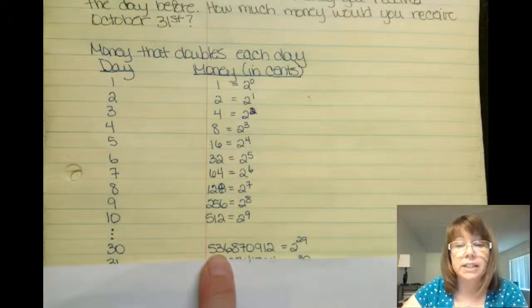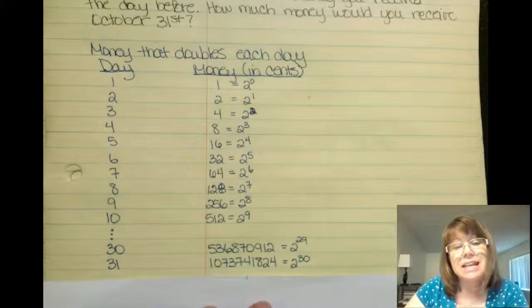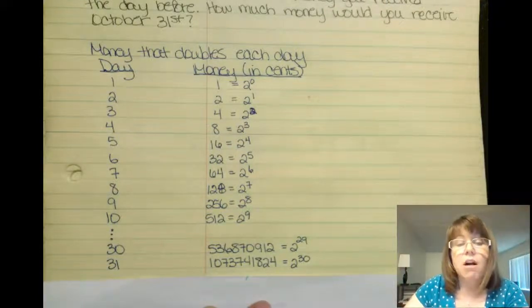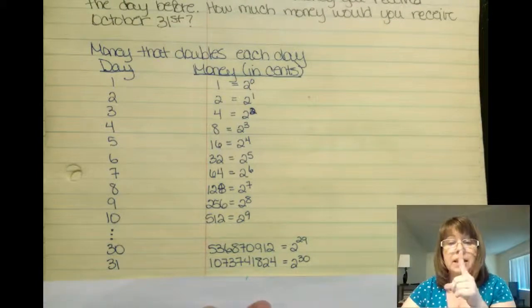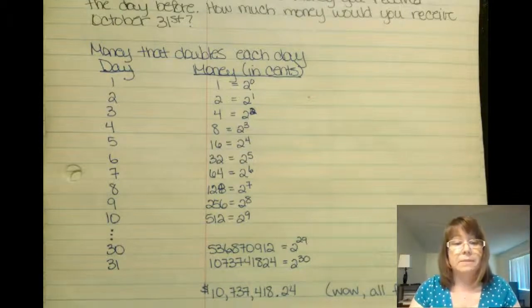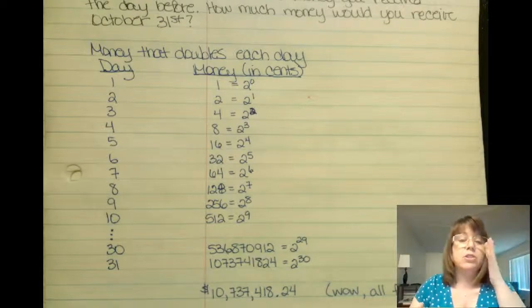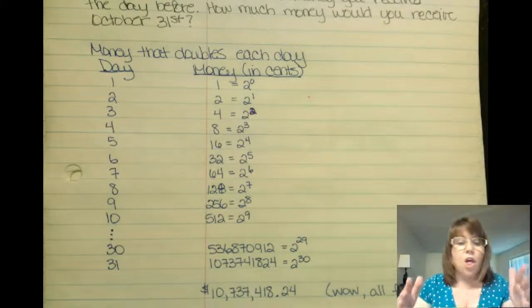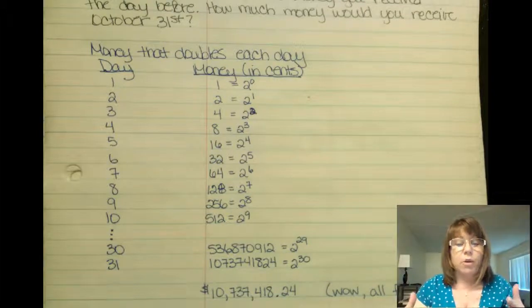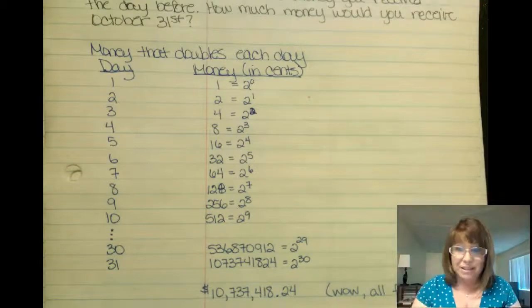5.3 million. And on the 31st day, $10,737,418.24. All from starting with 1 penny. That's pretty amazing. Wow. 1 penny. So you can see exponents grow very rapidly. So starting off with a penny, 2 to the 0, 30 renditions of it gets me to 10.7 million.